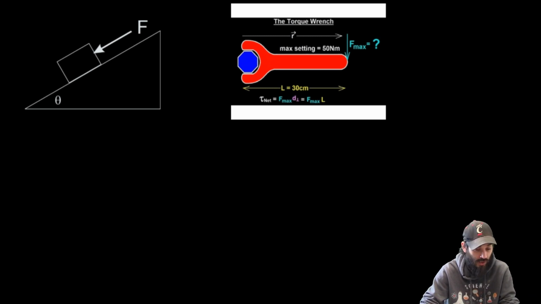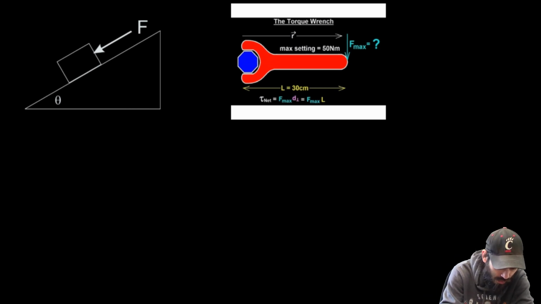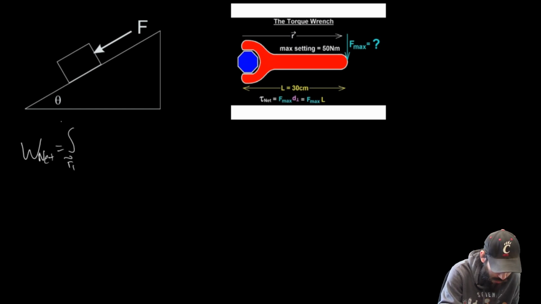So what I have here in these two pictures are examples of when you would use a dot product and when you use a cross product. We remember from the work-energy theorem that the net work done on an object is equal to the integral from R1 to R2 of F dot dr. And this is equal to the change in kinetic energy.